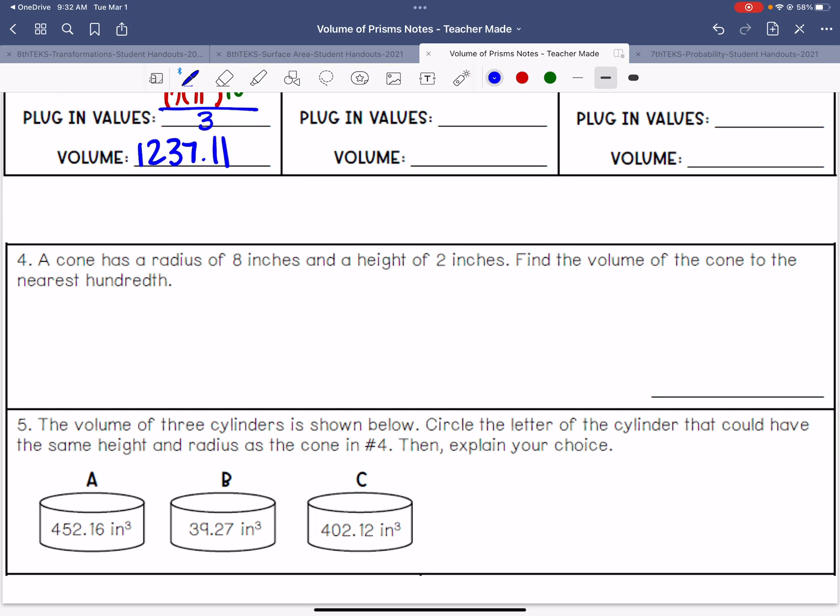Anyway, a cone has a radius of 8 inches and a height of 2 inches. Find the volume of the cone to the nearest hundredth. So you're just finding the volume. That's it. That's all you're doing on question 4.